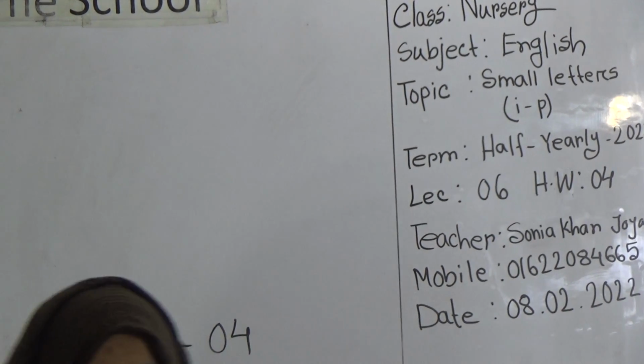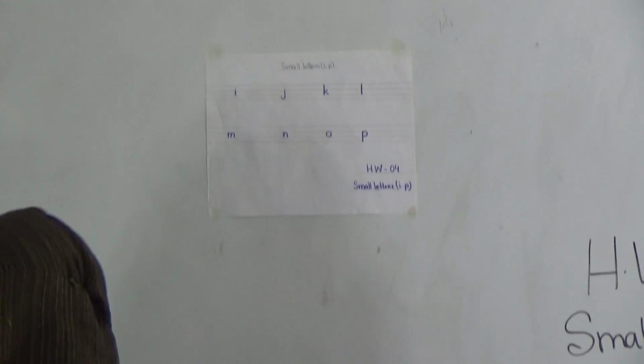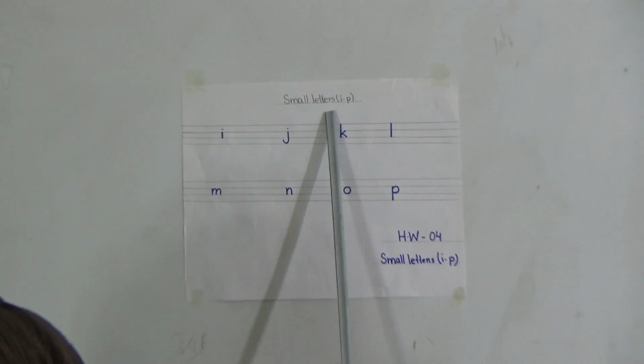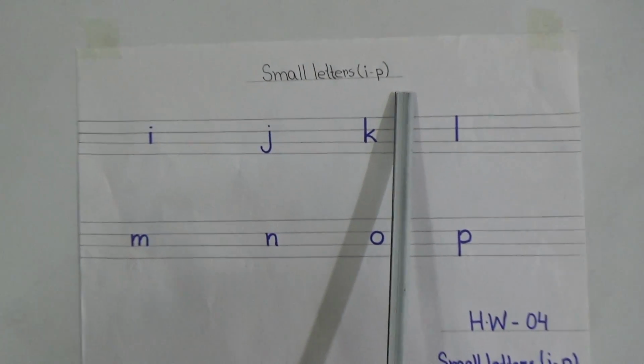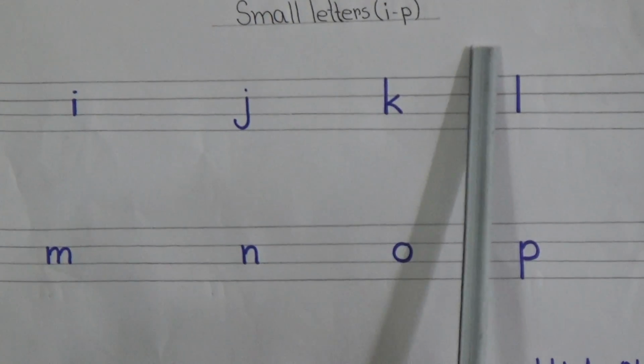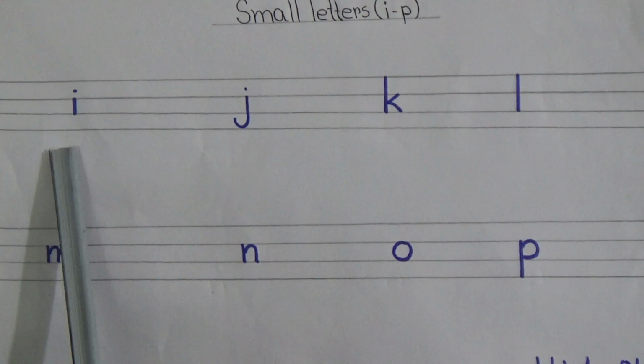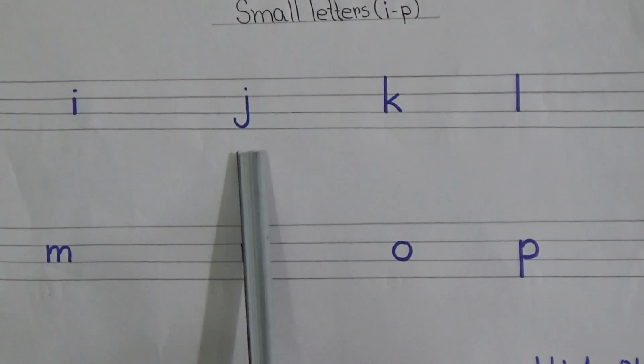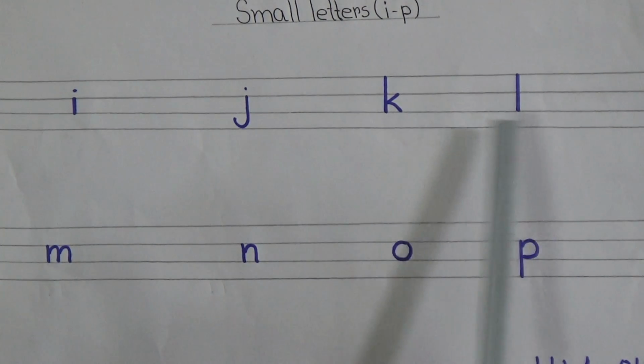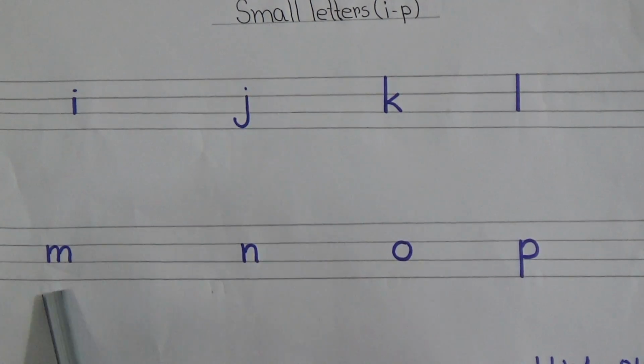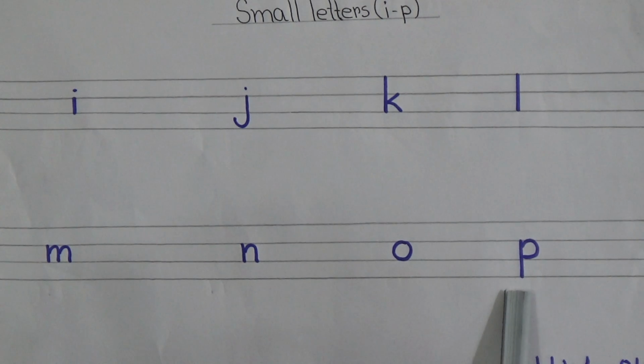So my students, let's start our today's topic. Look at the board, my dear students. Here are small letters I to P. Small letters I to P. So the letters are I, J, K, L, M, N, O, P.